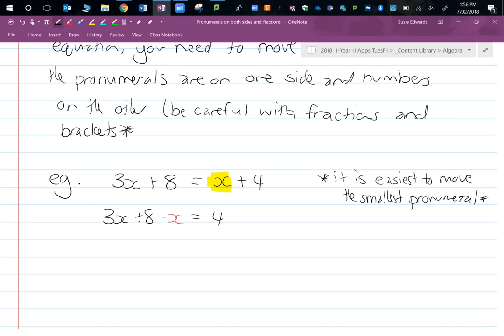So if we simplify that, 3x plus 8 take x. If I've got 3 apples and then I eat one, how many apples have I got left? 2 apples. So I've got 2 x's there, yeah? 2x plus 8 equals 4. And now we've got an equation just like everything we did last lesson.